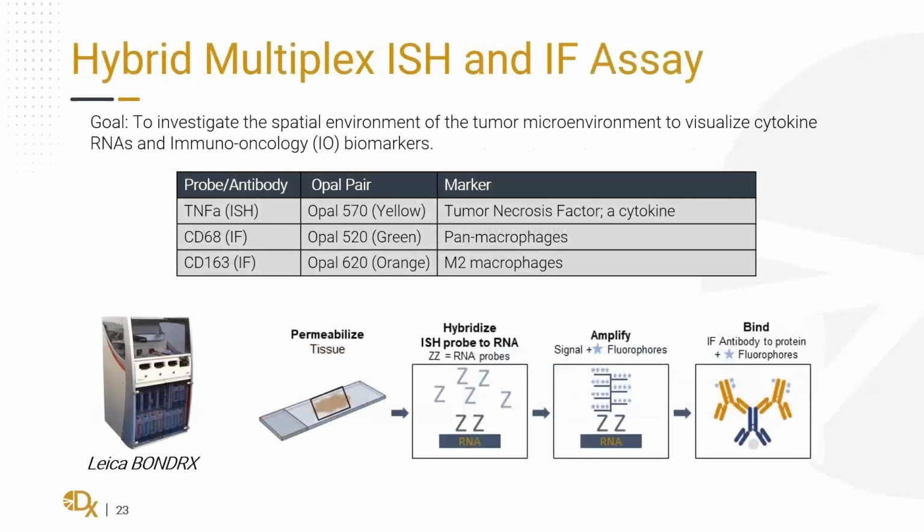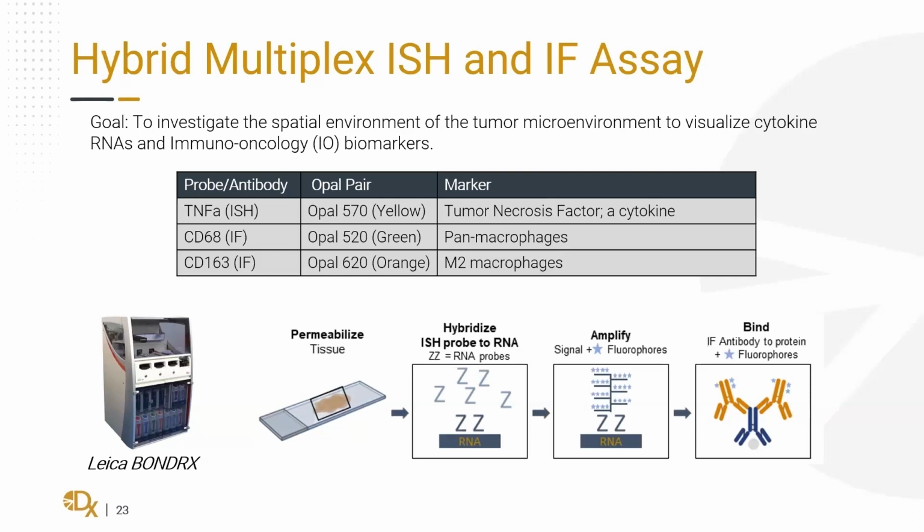Utilizing the same workflow discussed earlier, another project that we worked on was creating a hybrid multiplex ISH and IF assay. This hybrid multiplex panel can provide insights into the visualization of spatial organization of the tumor microenvironment. It also enables semi-quantitative assessments for the expression levels of cytokines and their relative expression within tumor and immune cells.